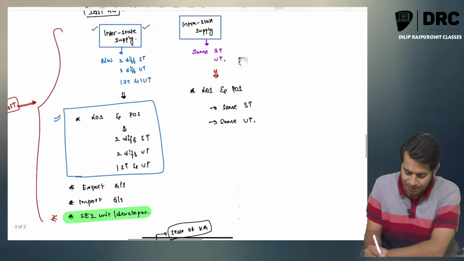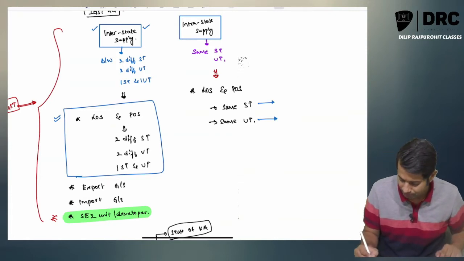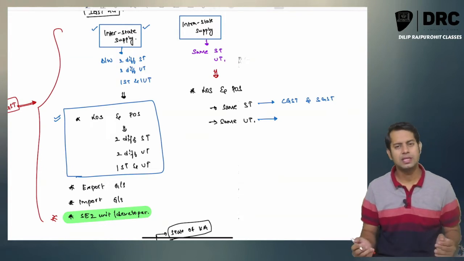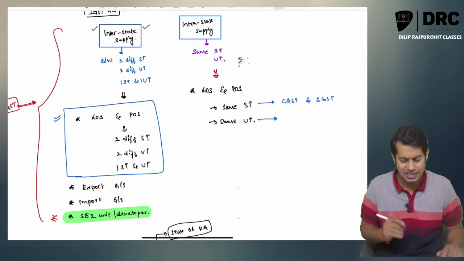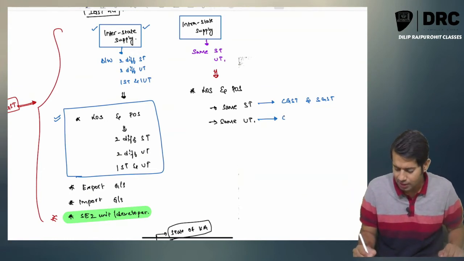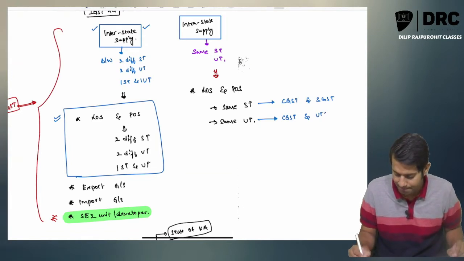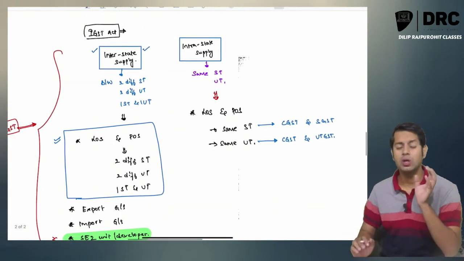So if the location of the supplier and place of supply is in the same state, then I am required to pay a tax called CGST and SGST. And if the location of the supplier and place of supply is in the same union territory, I am required to pay a tax called CGST and UTGST. I hope this particular discussion is very clear to you all.